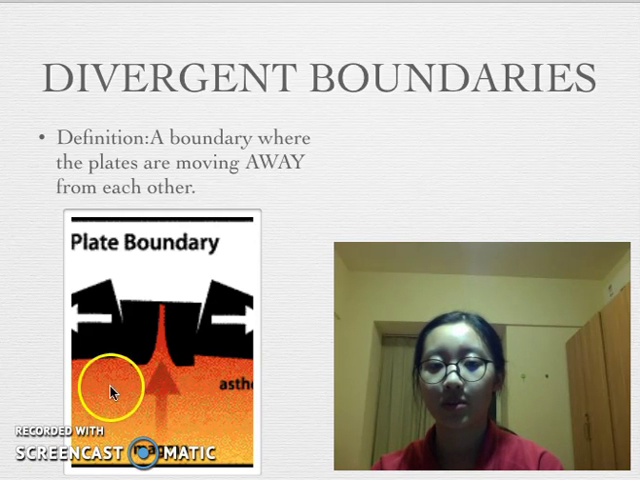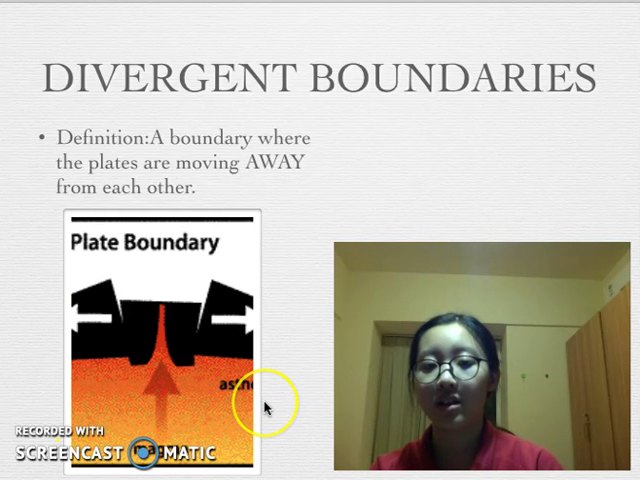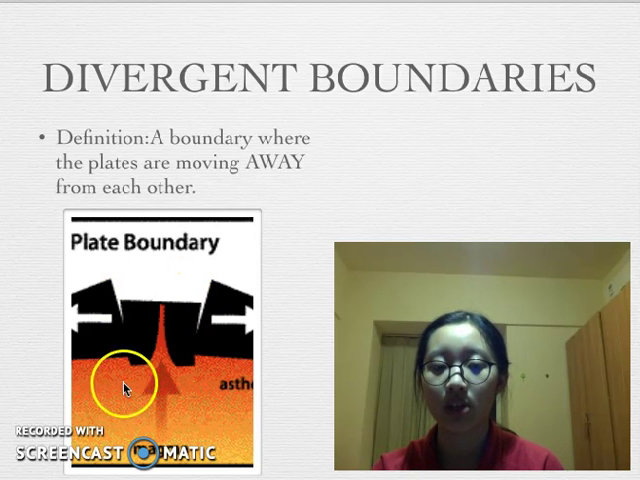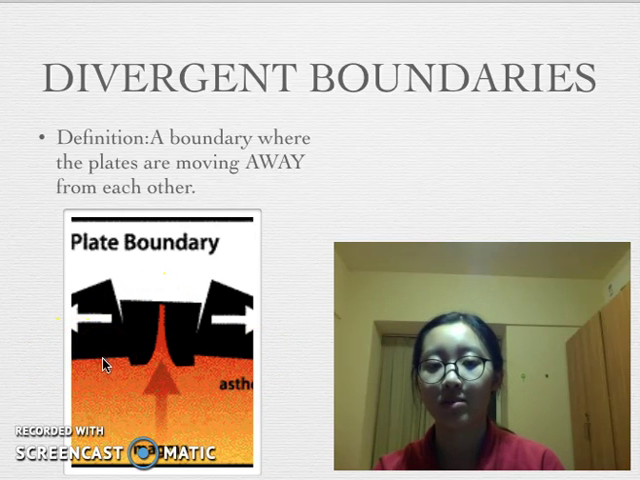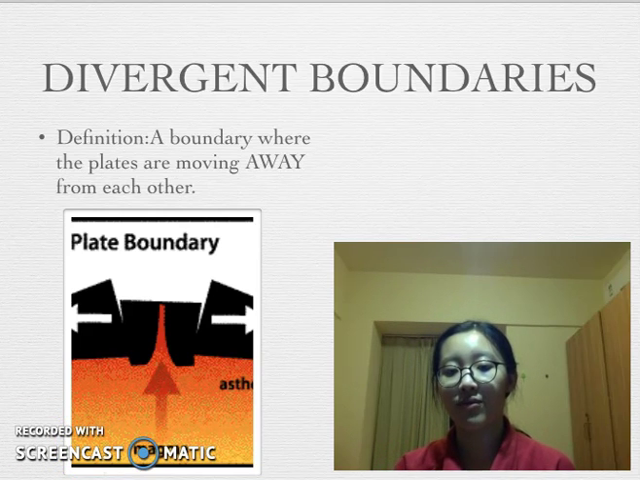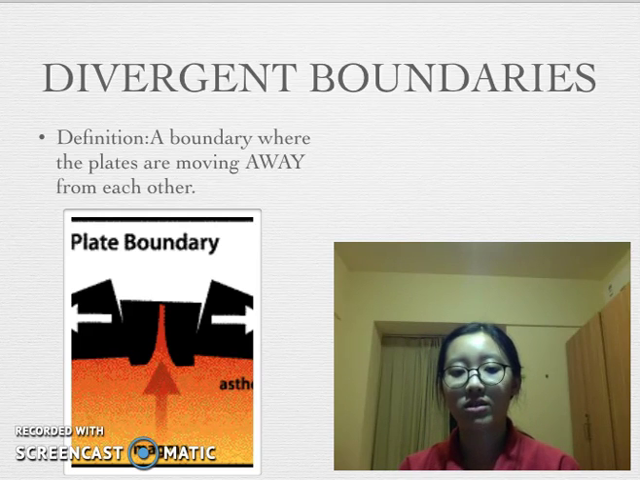As this picture shows, when two plates move away from each other, the magma in the deep of Earth will rise up to form new mantle and new crust between the place where two plates move away from each other. The best known example of divergent boundary is the Mid-Atlantic Ridge. This mountain range extends from the Arctic Ocean to beyond the southern tip of Africa.